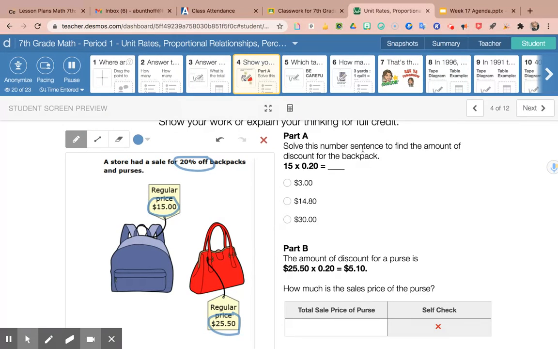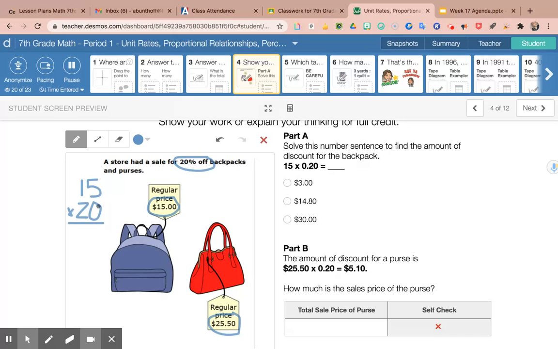Part A says solve this number sentence to find the amount of discount for the backpack. So they already set it up for you. So they're multiplying the cost of the backpack, 15, times 20%, but 20% as a decimal. So they want to know what is 15 times 0.20. Remember, multiplying by decimals is the same as multiplying by regular numbers. I ignore the decimal. So I'm going to ignore the point and multiply. And then I just move the decimal back at the end.